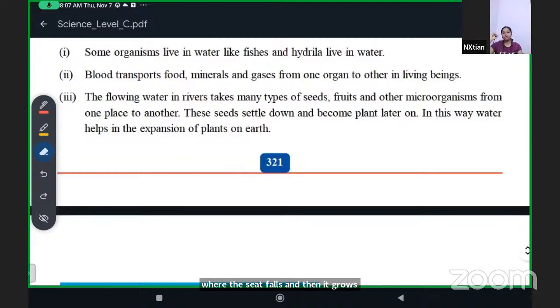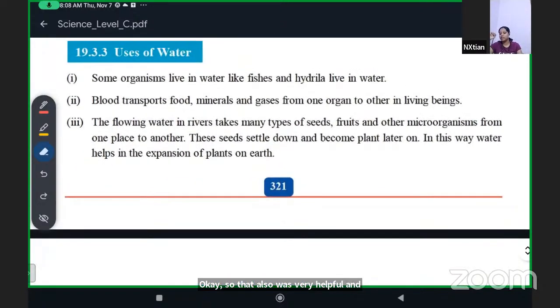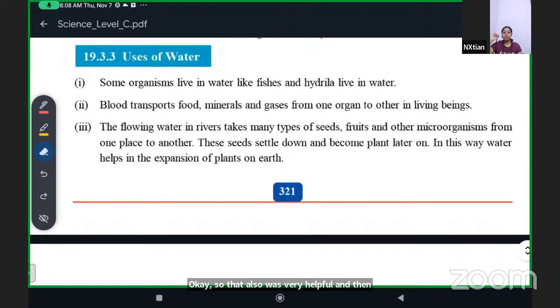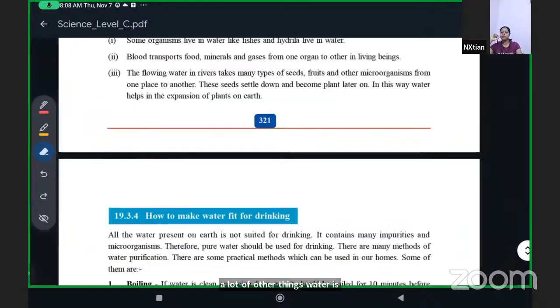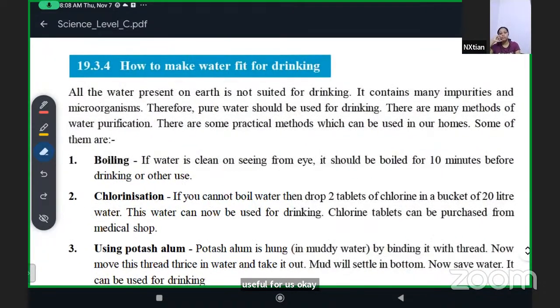Okay, so the river is also helpful in drinking, doing our daily chores, and a lot of other things. Water is useful for us. It is a very important resource. Now, there is the question of how to make water fit for drinking.